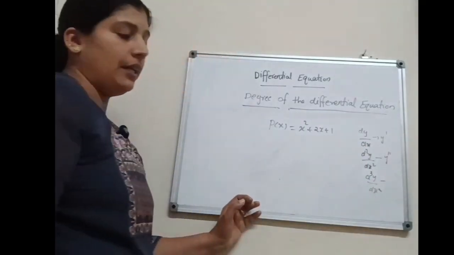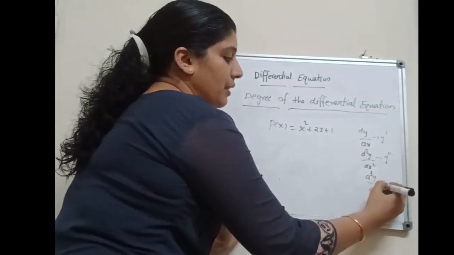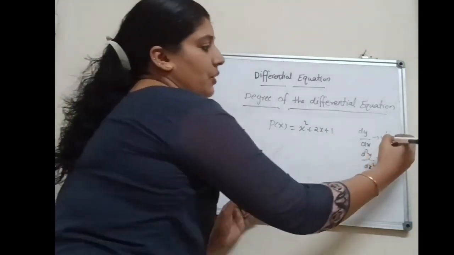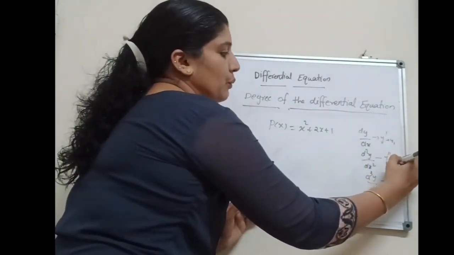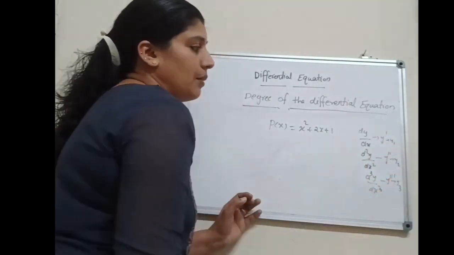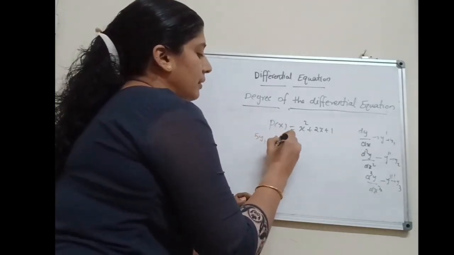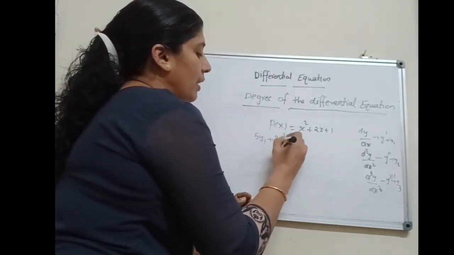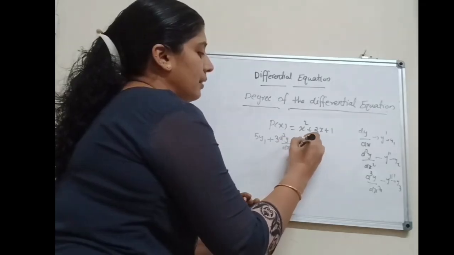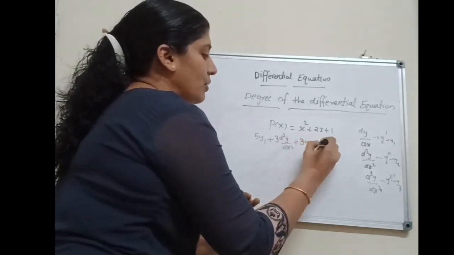Then d cube y by dx cube is denoted by y triple dash, or it is also denoted by y1, y2, y3. Some questions are like that: 5y1 plus 3 d square y by dx square plus 3y equal to 0.